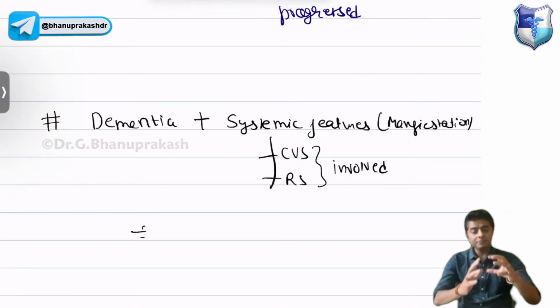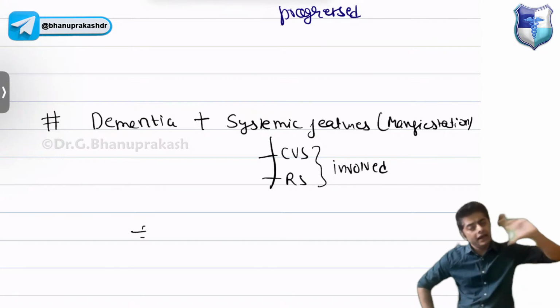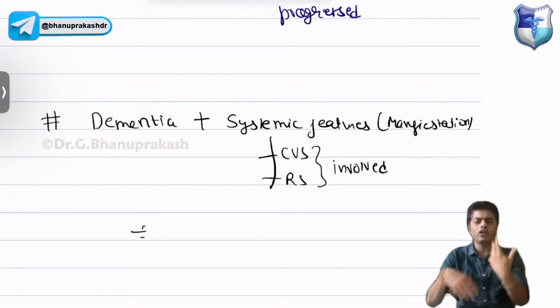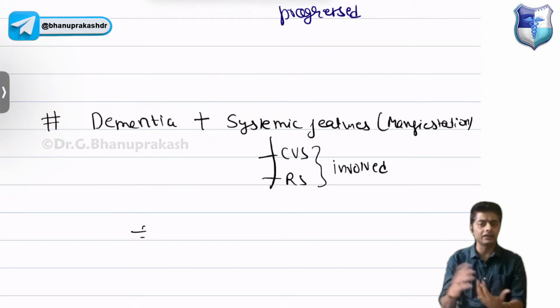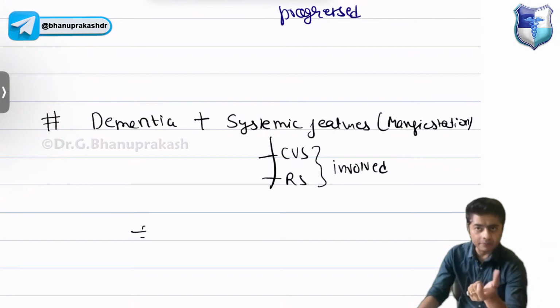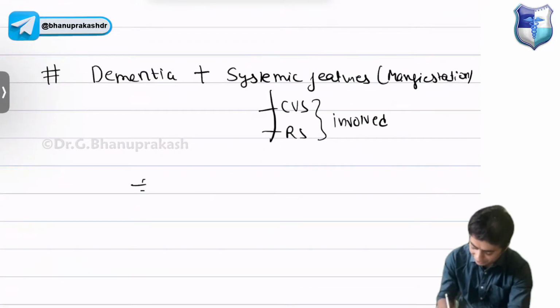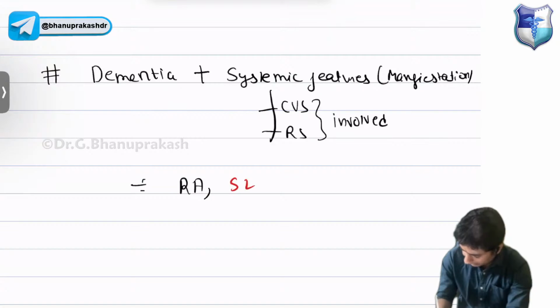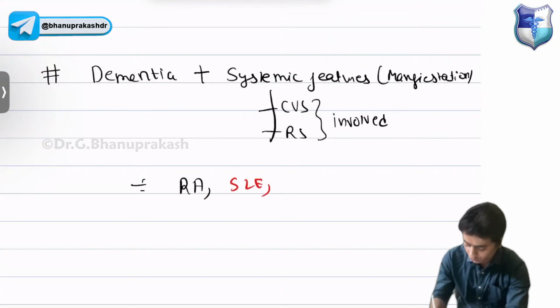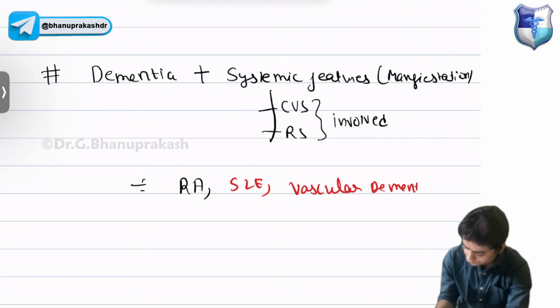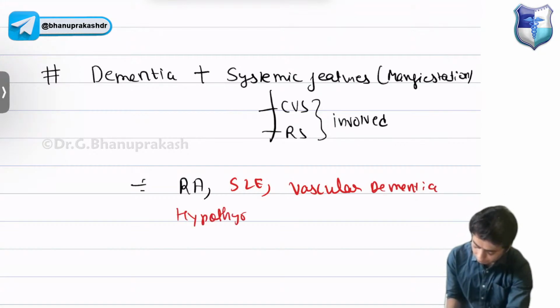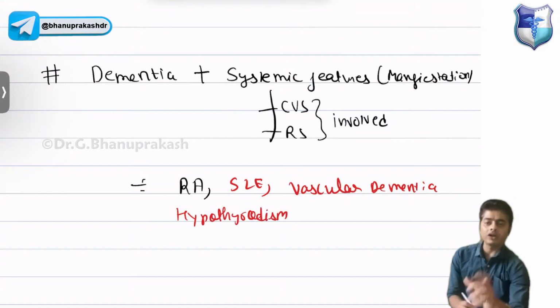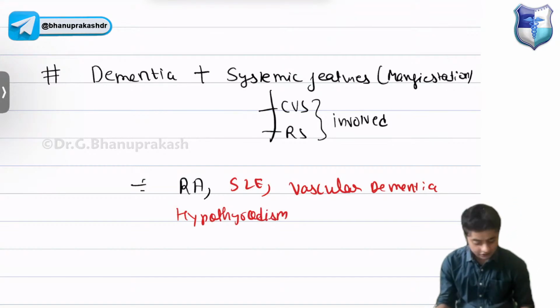No, no, no. This patient has systemic features. In Alzheimer, there are only features of CNS. Later on, due to being bedridden, the patient gets other symptoms. If there is a patient of dementia plus systemic features, then you will think of diseases like rheumatoid arthritis, SLE, vascular dementia, and hypothyroidism. Because in the last class, we studied that hypothyroidism is a cause of reversible dementia. Okay, everyone?